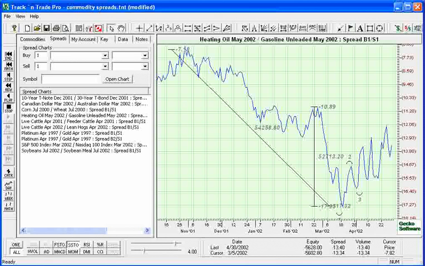So it doesn't matter the general direction of petroleum prices. You're betting on the difference between the price of the two underlying contracts. Exactly. So if we look at this one, we actually displayed it as heating oil versus unleaded, or long heating oil, short unleaded. So it going down means that the unleaded is gaining relative to the heating oil.